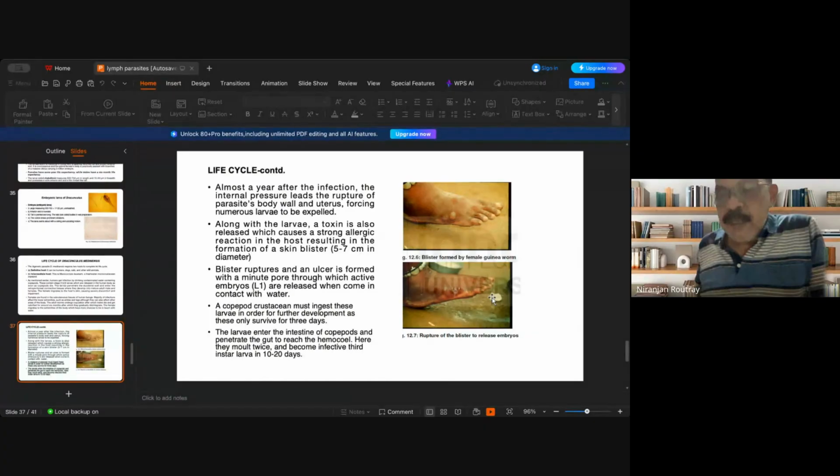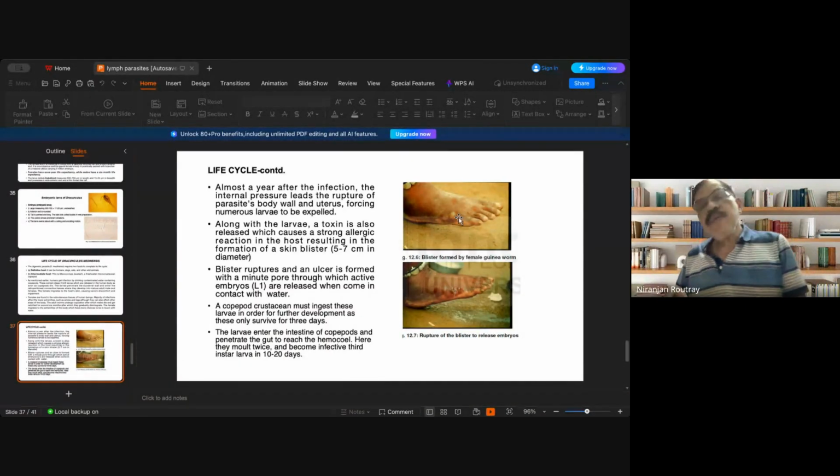Now you can see here the limb, and this is the blister. The blister has burst, and these are the fluid coming out. The fluid along with the embryos, the larva L3 stage, will come out to be taken up by the cyclops. So clear blisters are seen here in the lower extremity.